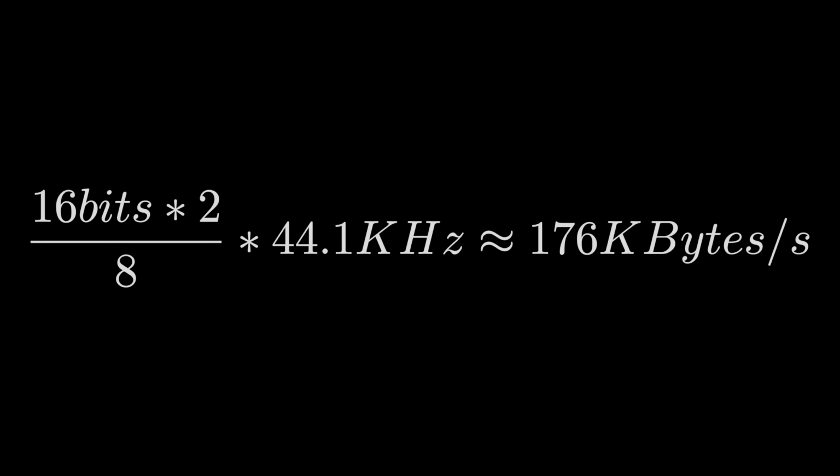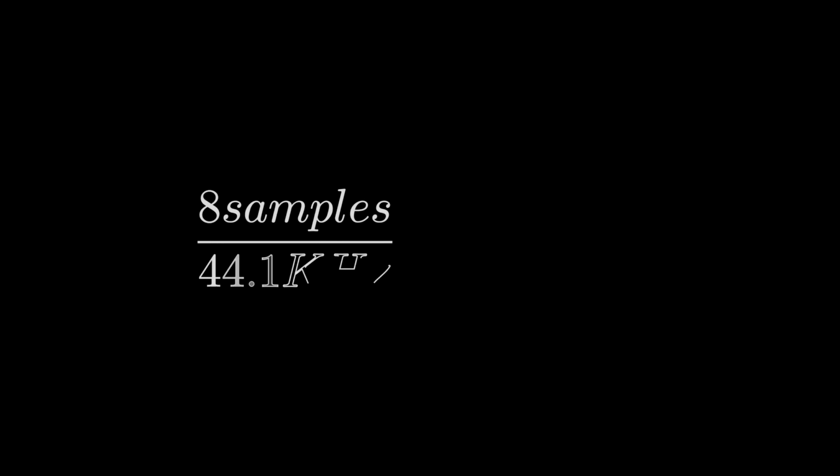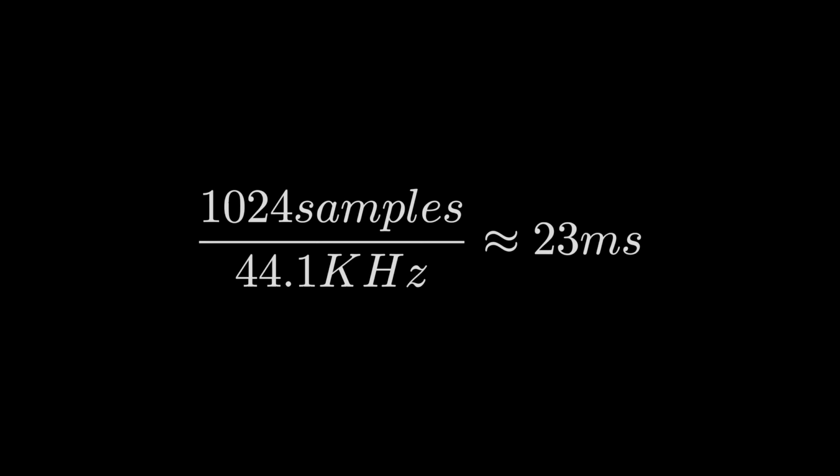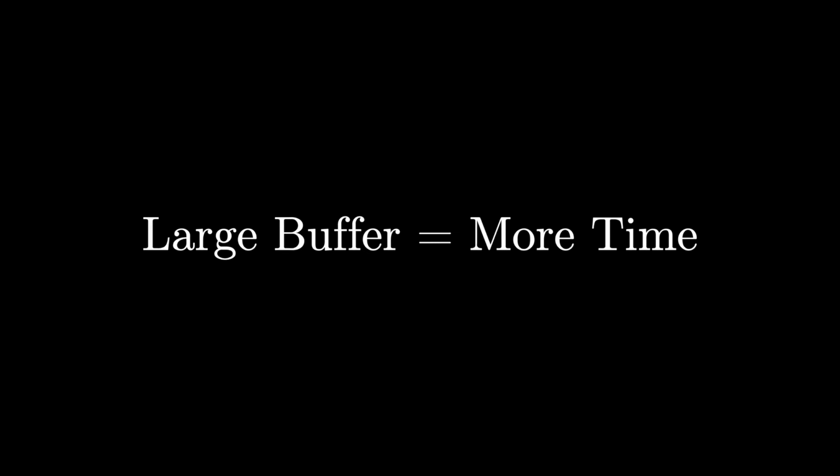Taking audio as our example, suppose we are sampling in stereo at 44.1 kHz with 16 bits per sample. This gives a data transfer rate of around 176 kilobytes per second. If we had a DMA buffer size of 8 samples, we'd be interrupting the CPU every 181 microseconds. If we had a buffer size of 1024 samples, we'd be interrupting the CPU every 23 milliseconds. You can see this is quite a large difference. So the naive conclusion from this is that we should make our DMA buffers as large as possible.